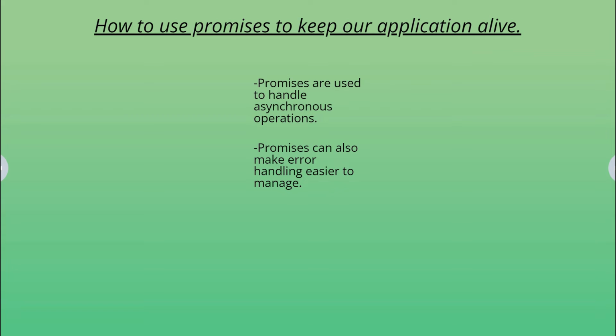We also have the ability to use something called promises, and these are what help keep our application alive. Promises handle asynchronous operations, and they make error handling much easier to deal with. They're called a promise because you're going to get some kind of outcome from it. Might not be the one you want, might not necessarily be the one you expect, but you're going to get an outcome. It promises that.